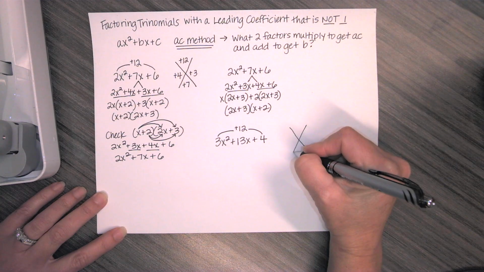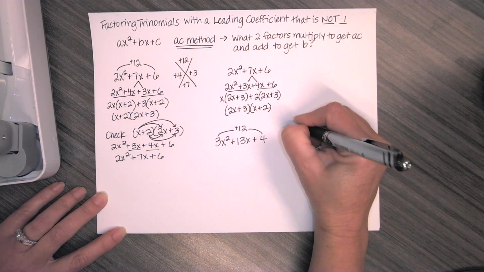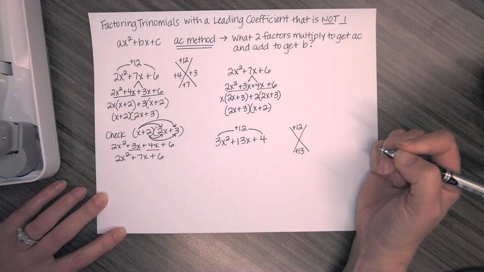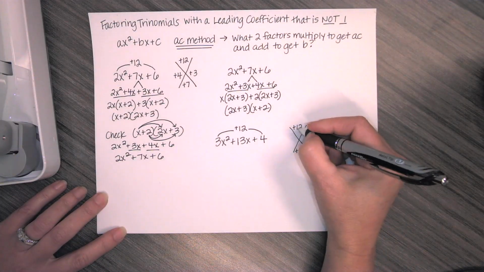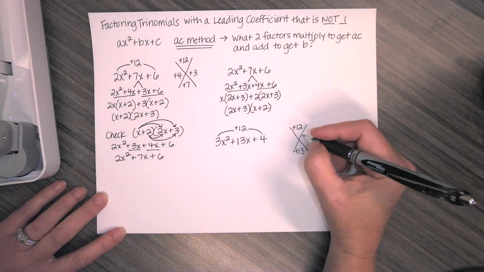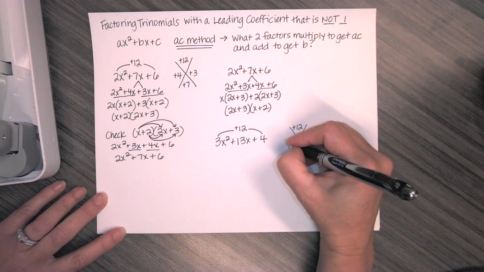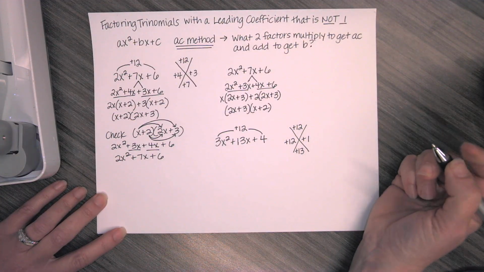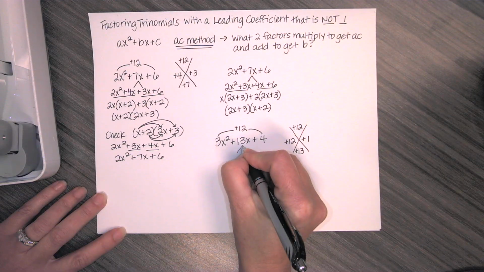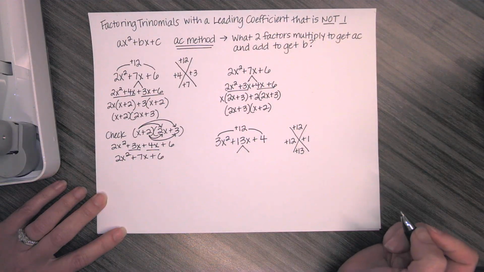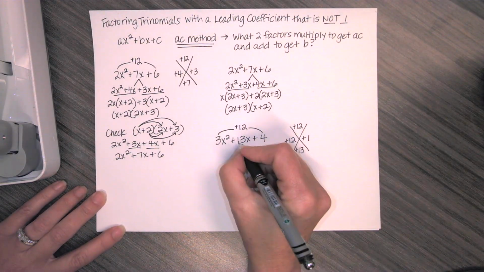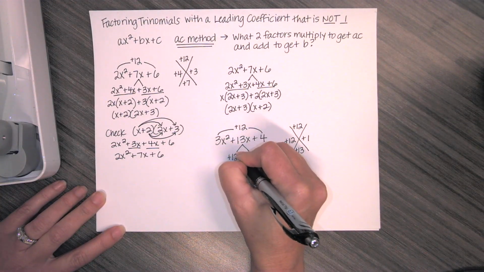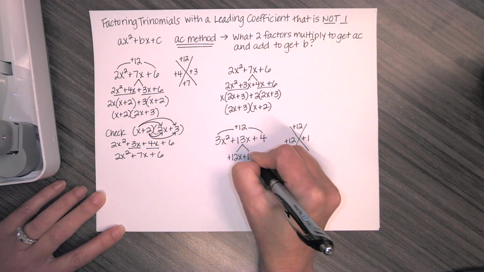But this time we're looking for numbers that multiply to get positive 12 and add to get positive 13. So this time my factors are going to be different. It looks like it's going to be 12 and 1. All right, positive 12 and positive 1. That tells us what we're going to split the middle term into. This is a positive 13x. I'm going to split it into a positive 12x and a positive 1x.